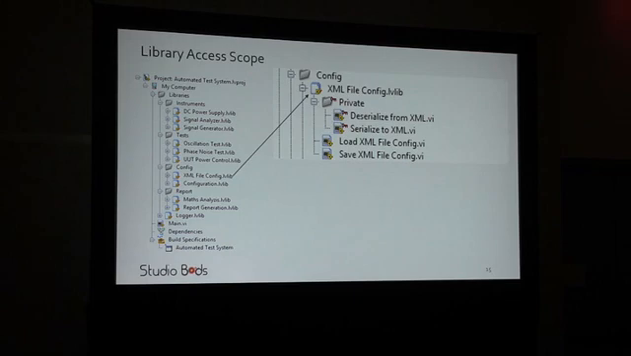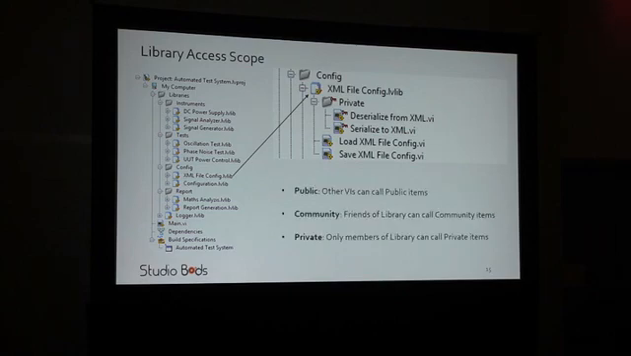Libraries provide access scope. So let's look at the file config library. You can define a private access scope. There are other access scopes: public, community, private. This way you basically prevent the use of these private VIs outside of the library. So you make sure it stays private, and only the public API is used by the other components. So it really helps decoupling your code.